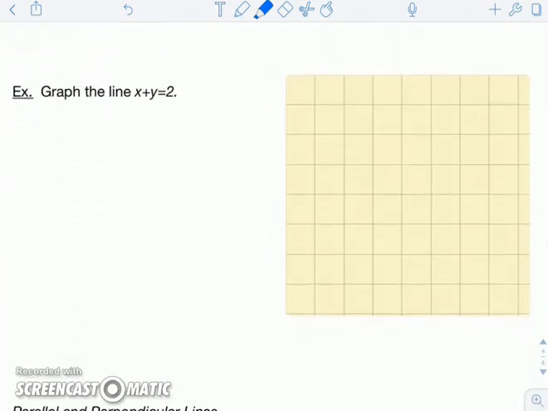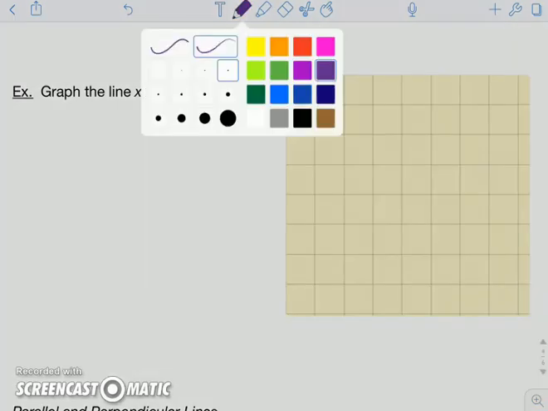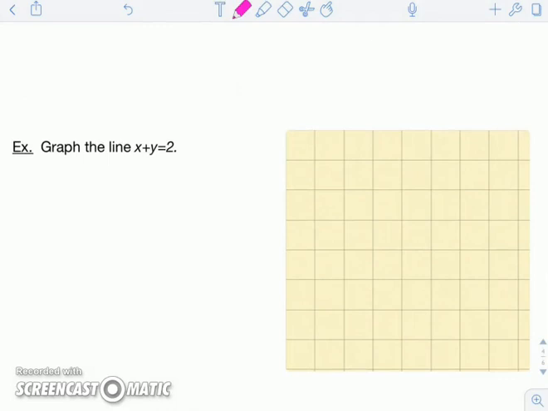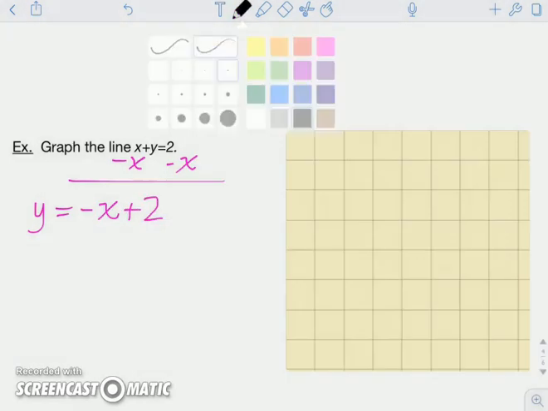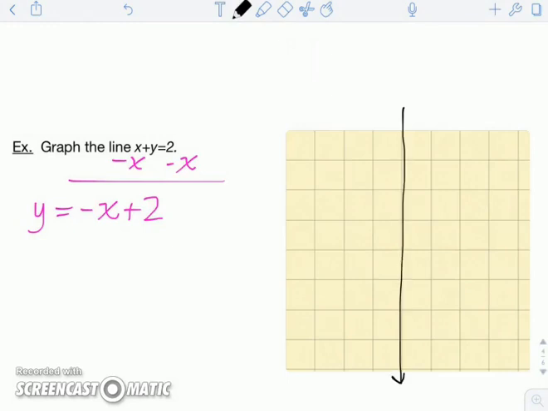Okay, I'm going to graph the line x plus y equals 2. I'm going to use the same process we used before, and I'm going to get y by itself. So I'm going to subtract x on both sides. I'm looking at y is equal to negative x plus 2. Instead of making a chart for myself, I'm going to use the slope and the intercept. Some people find this easier. So again, whatever works for you is what you're going to use.